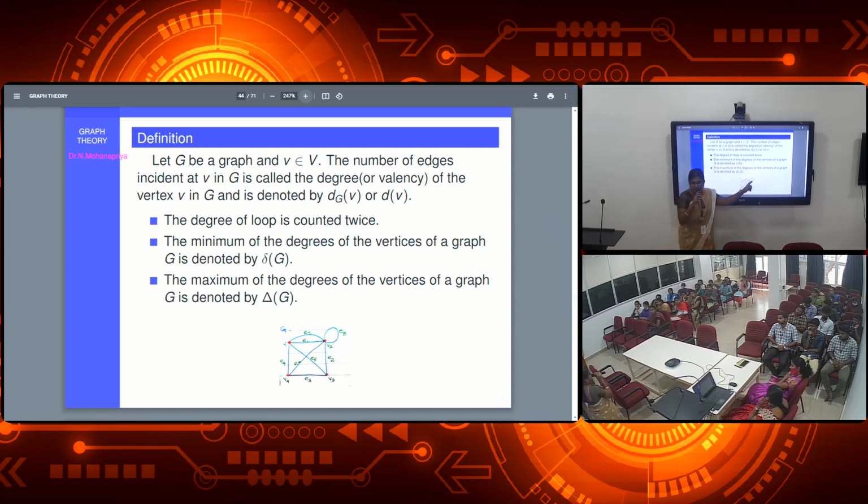Loop, you have to consider the loop with degree 2. So here V2 we have 6, 4, 5, 6, 6. So here the minimum degree is 3 and the maximum degree is 6, not 4, 6. So V4 has the minimum degree. We will denote the maximum degree by capital delta of G, and the minimum degree, which is 3, we will denote by small delta of G.